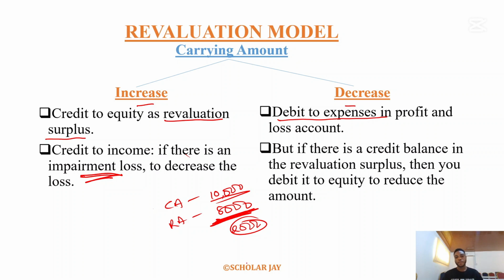Just debit it, straightforward. But if there is already a credit balance in the revaluation surplus, what I'm saying is that if this asset has been revalued before and there is a gain in the revaluation surplus under equity, then you debit it to equity, because equity has a credit balance, right? So when you debit it, it reduces the amount of the revaluation gain under the revaluation surplus account in equity. Are you getting the principle? So this is a very general principle. Let's move on to the question for today so that we put these principles into practice. Then you appreciate it very well, okay?